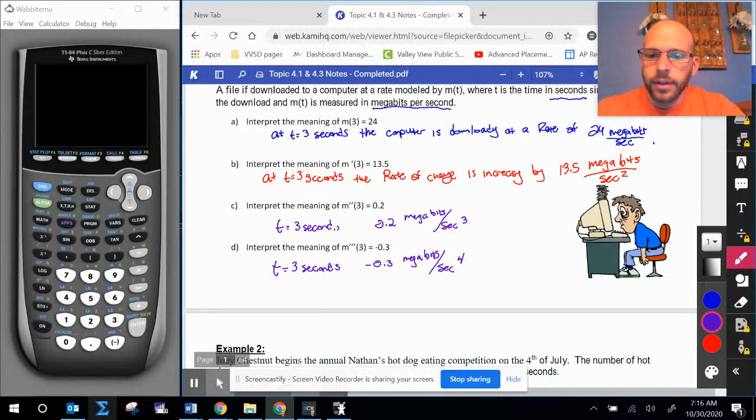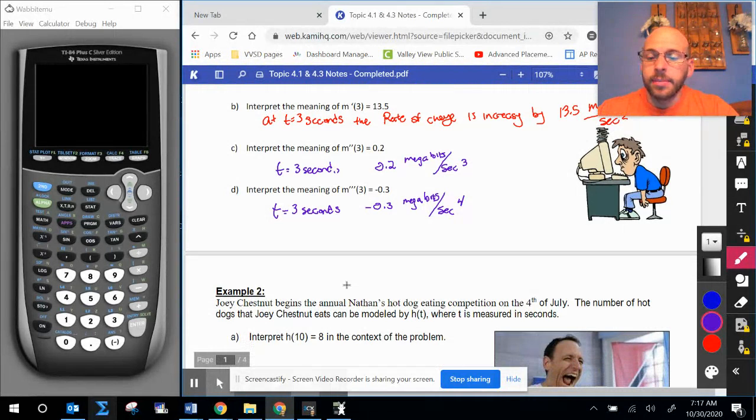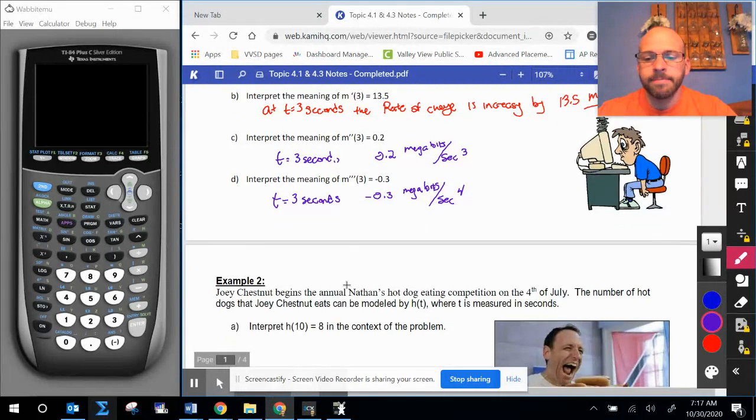So that's important. Normally I'd write a complete sentence, but I want the focus to be more on the units for right now. In this problem, the original function gave me a rate of change, which is different, but it can happen. So the original function was megabits per second, the derivative would have been megabits per second squared, the second derivative megabits per second cubed, and lastly megabits per second to the fourth. Every time you take the derivative, you divide by another unit of time, or another unit of the input. In this case, it's time.